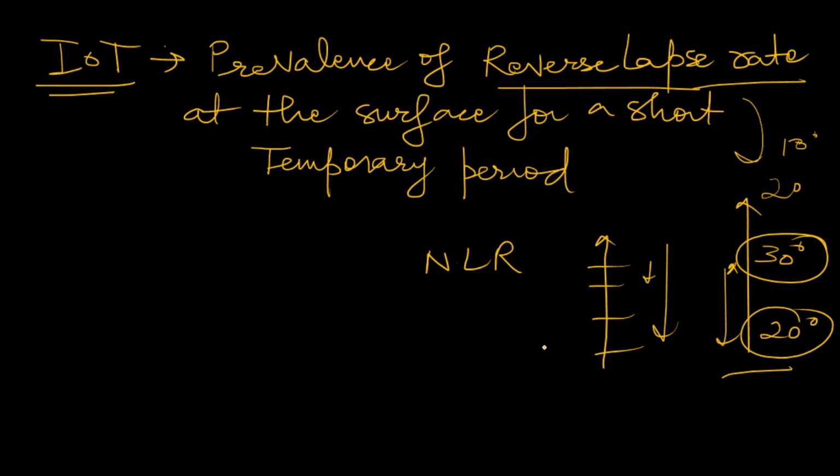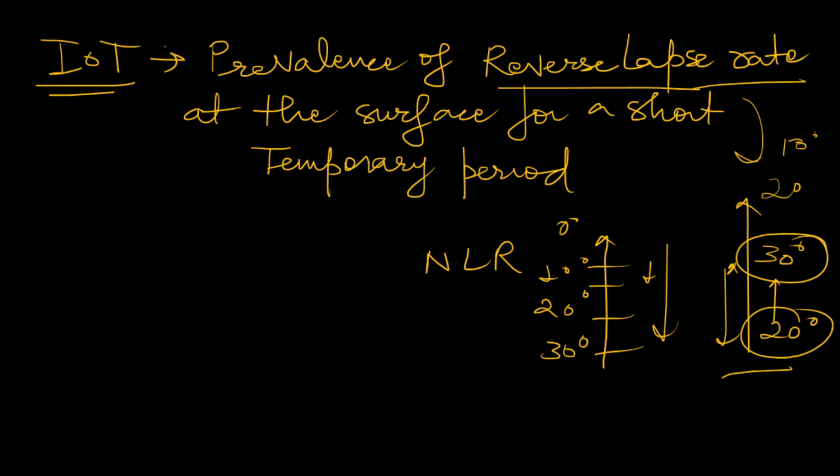What happens in normal lapse rate? Suppose at ground it is 30 degrees. As you move up, you will see a decrease in temperature: 20 degrees, 10 degrees, 0 degrees. So this is normal lapse rate. But here you see that at ground it is 20 degrees Celsius, and as you move up, you will see 30 degrees Celsius. The temperature, instead of decreasing, is increasing. So this is what reverse lapse rate is. I hope you understand it.